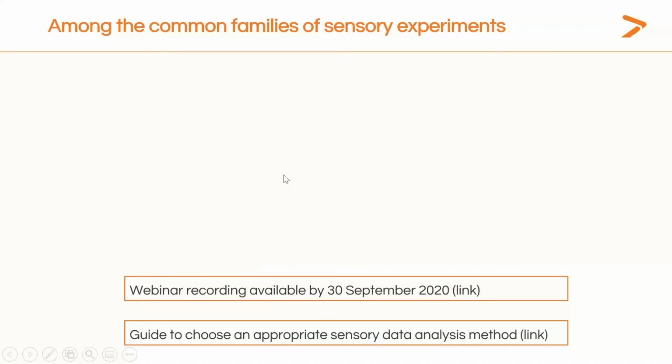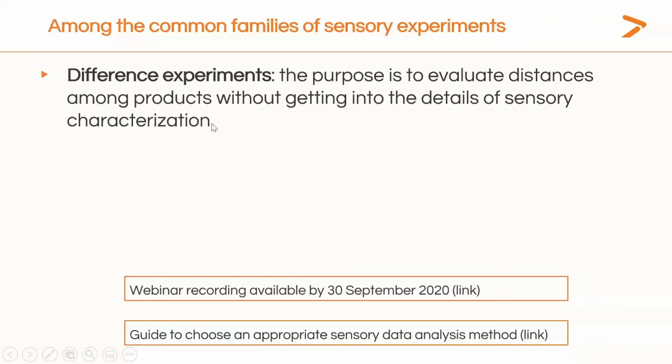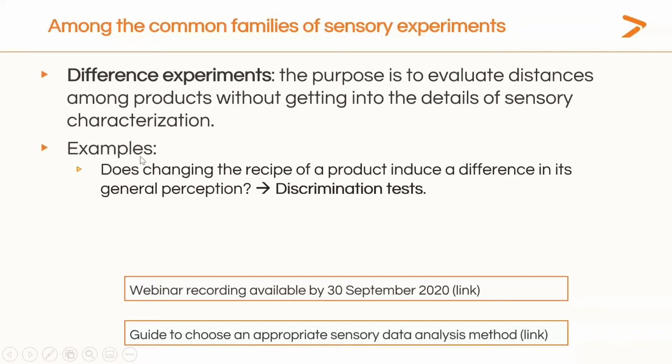So last time we've seen several types of sensory experiments. One of them we stressed a lot on. It was difference experiments. The purpose of this kind of experiments is to evaluate distances among products without getting into the details of sensory characterization, without measuring each sensory attribute apart. So among these experiments, we used experiments that allowed us to answer this kind of questions. So does changing the recipe of a product induce a difference in its general perception? In this case, we used discrimination tests such as the triangle test and the 2AFC test that we've seen together 2 days ago.